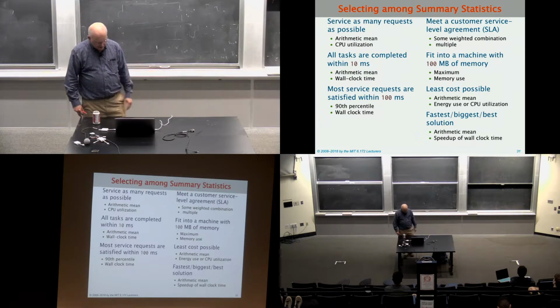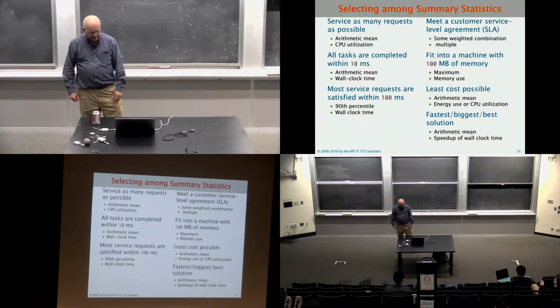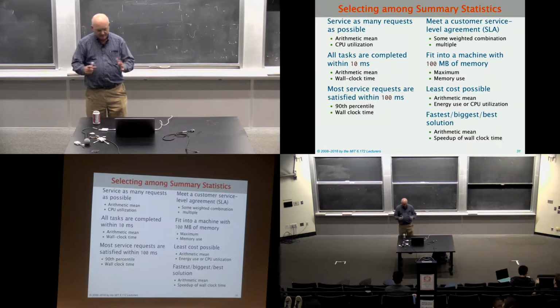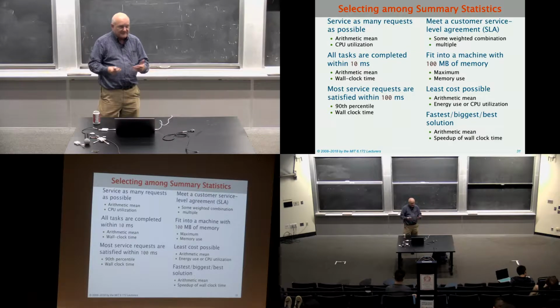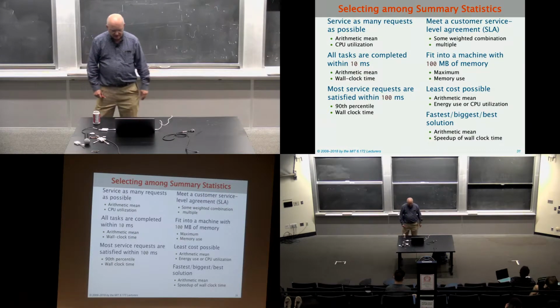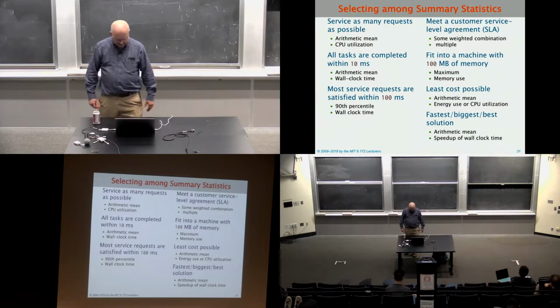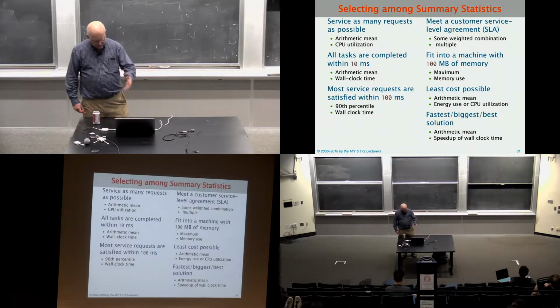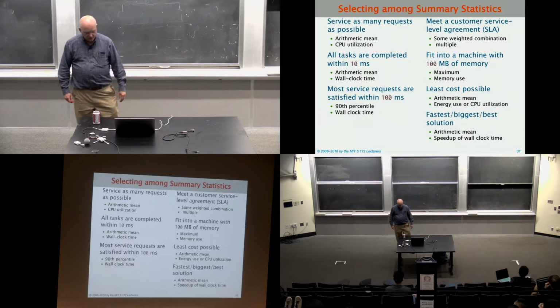You might want to fit into a machine with 100 megabytes of memory, some sort of embedded machine or whatever. Then you're going to be interested in the maximum of the memory use. So the performance is not all just time. You might want the least cost possible, and you're looking at things like energy use, et cetera. Here are the fastest, biggest, best solutions. You can see average comes up a lot as one of the ways.